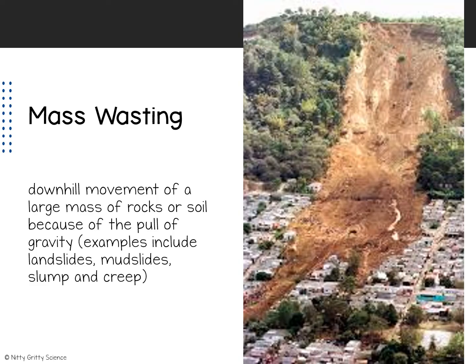Mass wasting is the downhill movement of a large mass of rocks or soil or material because of the pull of gravity. There are two important parts to mass wasting. Material moves in bulk as a large mass, and this is caused by the movement of gravity. So this isn't something that is moved by agents such as water or ice or air. It is gravity just moving the mass as one piece, and this can happen either quickly or gradually. Other examples of mass wasting are landslides, and these might include things called rock falls or slumps or creeps.